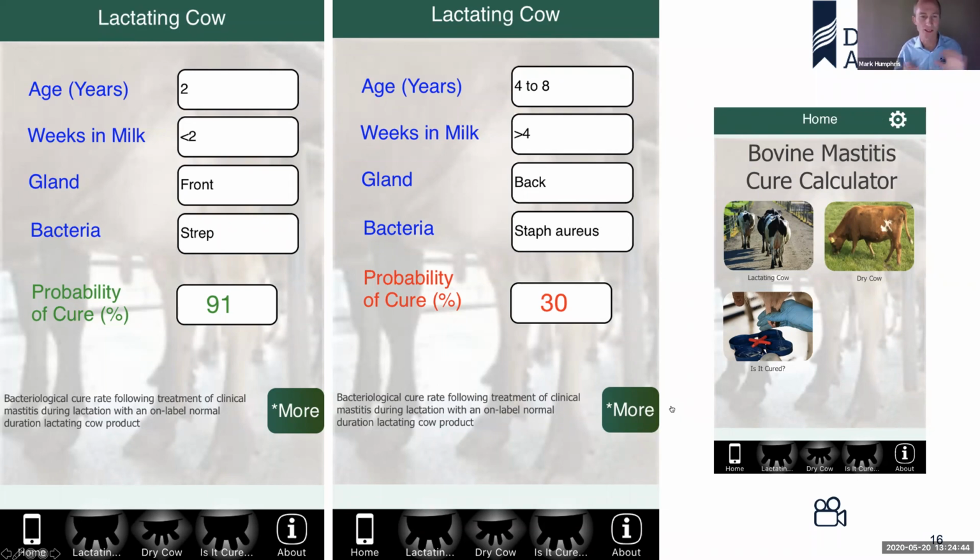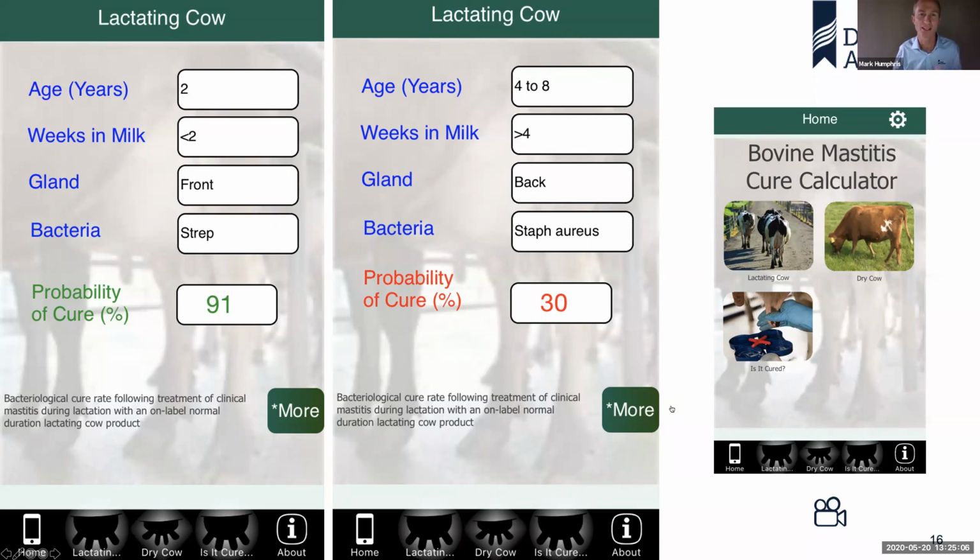Okay, this is some screenshots from my phone of a bovine mastitis cure calculator. We all like a few gadgets, and this has been developed by a colleague, Scott McDougall, and his team at Anexa. And I suppose it's just providing some of that evidence that we have in a way that we can really reflect on the chance of cure.